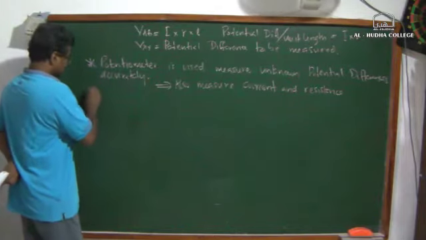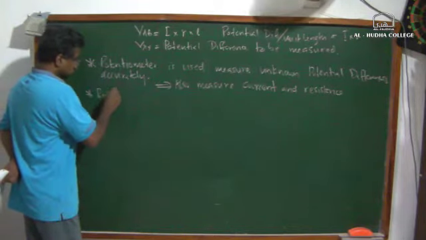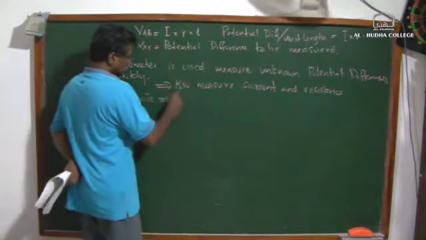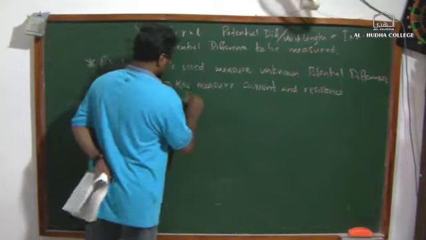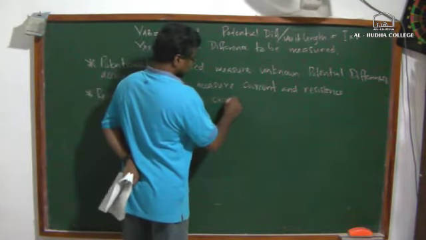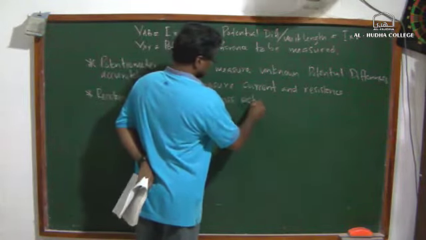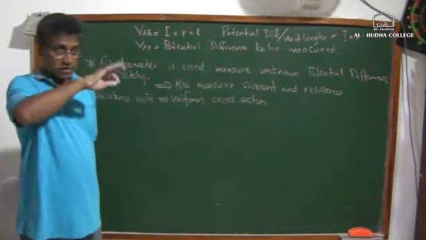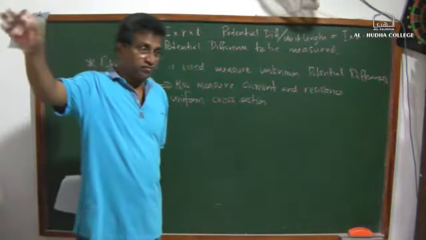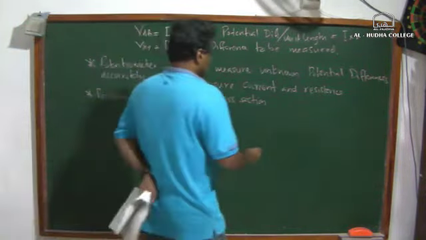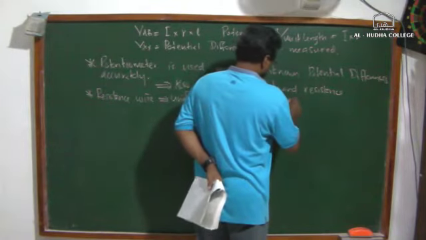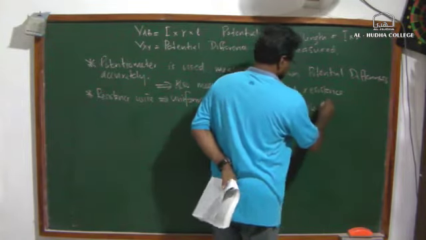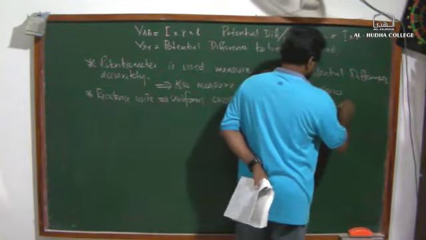As before, the resistance wire should be uniform. It should have uniform cross section throughout. Unless it is uniform cross section, the potential drop per unit length will not be the same everywhere, right? So the PD per unit length should be constant.